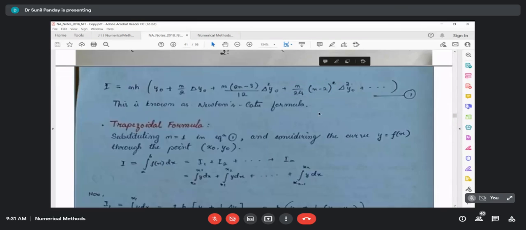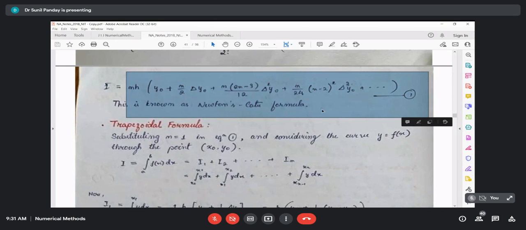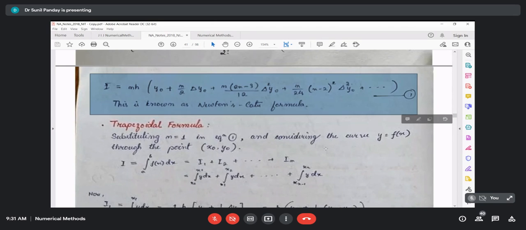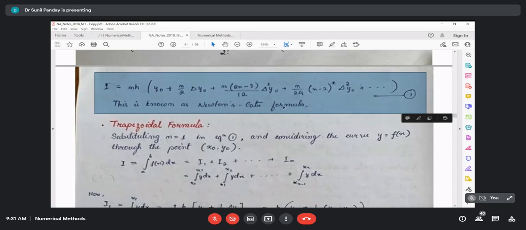So this is our Newton-Cotes quadrature formula, equation 1. This you have to remember for whatever purpose. For problem solving, we will not remember this one. So this is known as the Newton quadrature formula. Based on this formula, we develop different formulas.